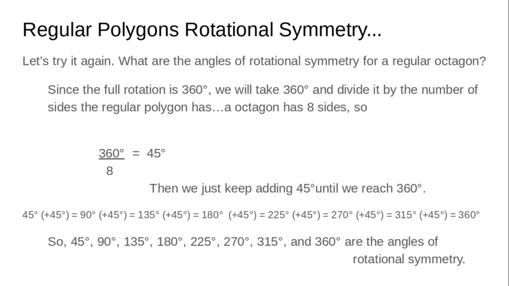Okay, so today on your assignment, you're going to be looking at lines of symmetry. How many of them are there? And then also looking at rotational symmetry, how many of those are there? And dividing out to figure out what all of those angles are. So dividing by the number of sides and then adding that number over and over again.